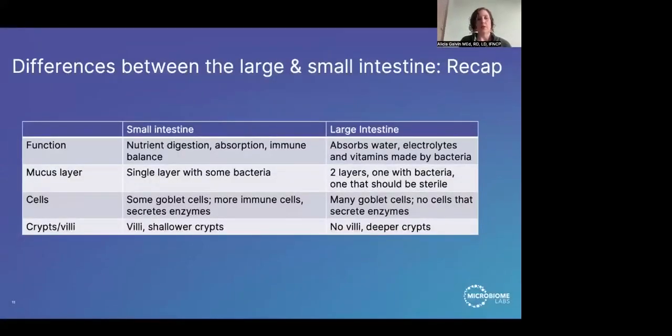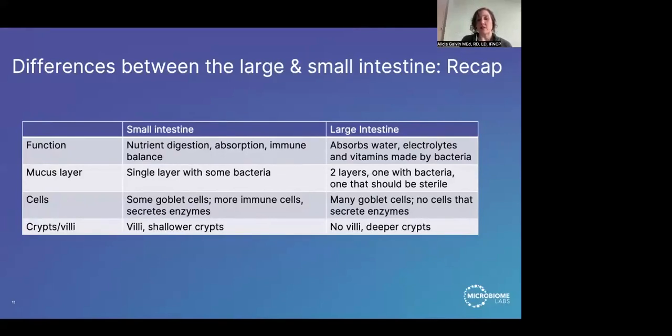So just as a summary slide for you that you can have as a takeaway over this section, the differences of the small intestine versus the large intestine. So small intestine, again, is more for nutrient digestion and absorption, and definitely a lot of immune system components there.